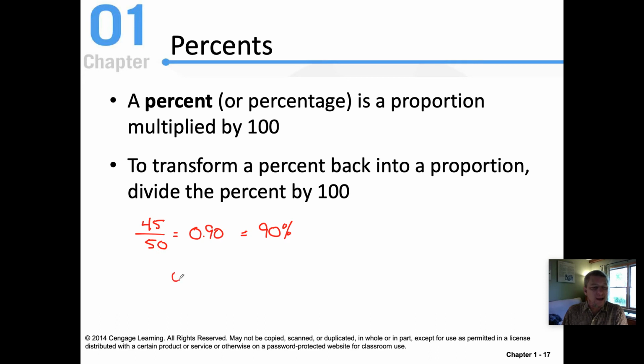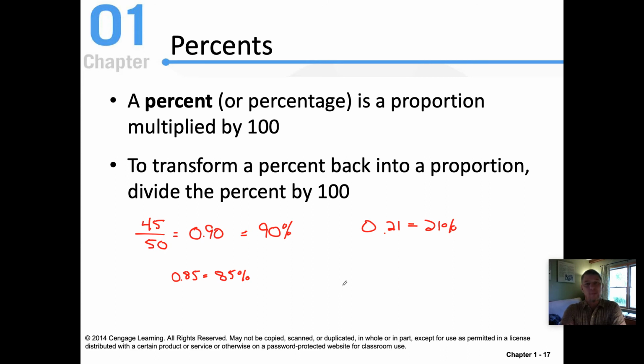Now, let's say I had a proportion of 0.85. Well, that's going to be 85%. A proportion of 0.21 is 21%. And of course, all I need to do in order to go backwards from a percent back into a proportion is to divide by 100 as opposed to multiplying by 100. And so these terms, percentages and proportions, are interchangeable, simply by multiplying by 100 or dividing by 100.